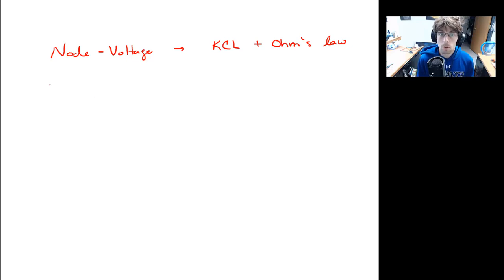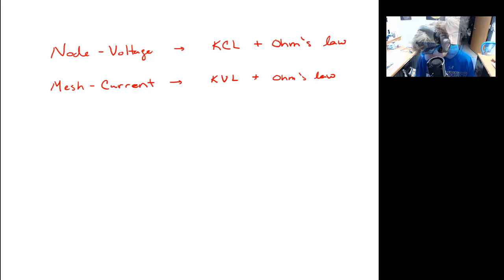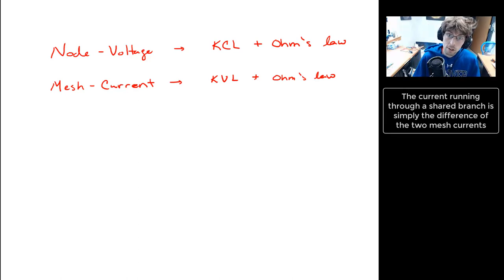Now, we are going to introduce a second analysis technique called mesh current. And as you probably can guess at this point, it is going to use, again, Ohm's law. But now, instead of KCL, it's going to use KVL. As one would expect, we use Ohm's law and the voltage to find the current in individual meshes. And then we'll use the difference in currents along a given branch to find the total current. So that's the 30,000 foot overview.